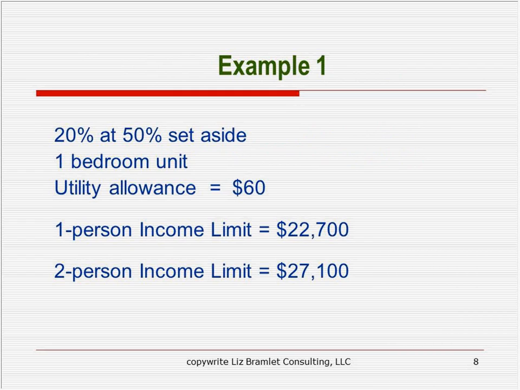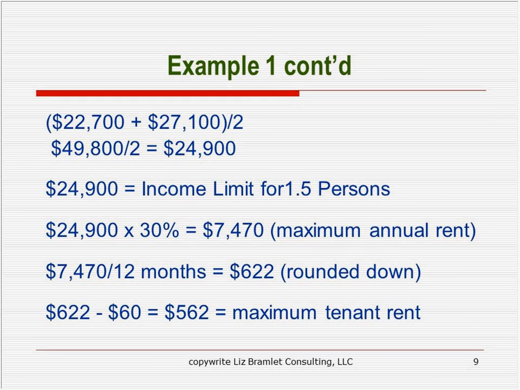Committed to the 20 at 50 set-aside, we're going to calculate the rent for a 1-bedroom unit that has a utility allowance of $60. The 1-person income limit is $22,700. The 2-person income limit is $27,100. We create the income limit for 1.5 persons by averaging our 1-person and 2-person income limits. $22,700 plus $27,100 equals $49,800. Divide that by 2, and the income limit for our project for 1.5 persons is $24,900.